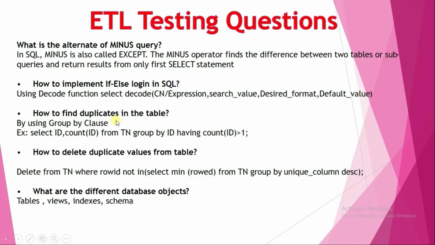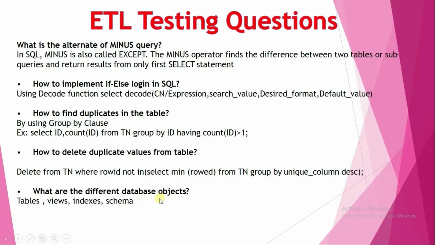So how to find duplicates in a table? By using the group by clause: select id, count of id from table name group by id having count of id greater than 1. How to delete duplicate rows from a table? Delete from table name where row ID not in a subquery, that is, select minimum of row ID from table name group by unique column name. This is the syntax for deleting duplicate records.